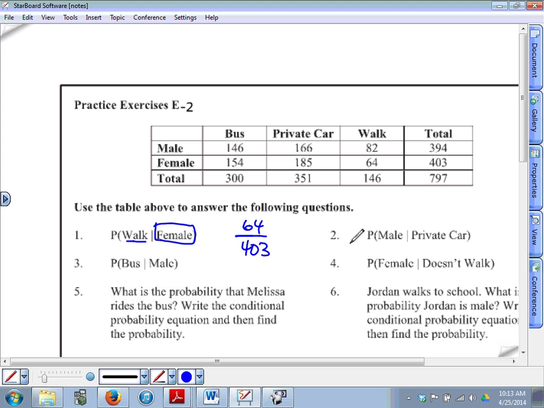Question 2. What's the chance you choose a guy given that they drive home in their own car? The private car is the denominator. So how many students, whether they're male or female, drive home in a private car? That's our denominator. Now of those 351, how many guys? 166. Some of these may or may not simplify. I'm just writing down the initial fraction. You're going to have to figure out if they'll simplify or not.